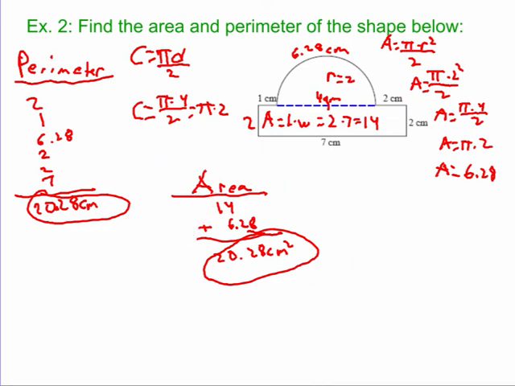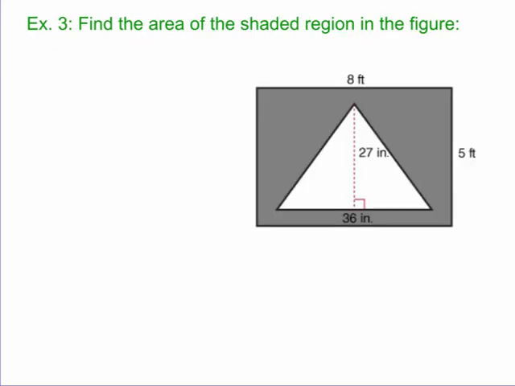All right, let's take a look at our third example. It says find the area of the shaded region in the figure. So this one's a little bit different. I've got here a rectangle with a triangle inside of it. And I want to know what is the area of just this shaded gray region. Think of this as a shape with this triangle cut out of the middle.